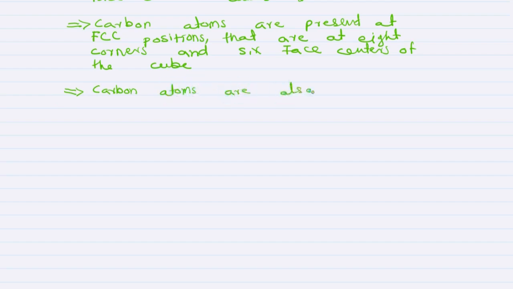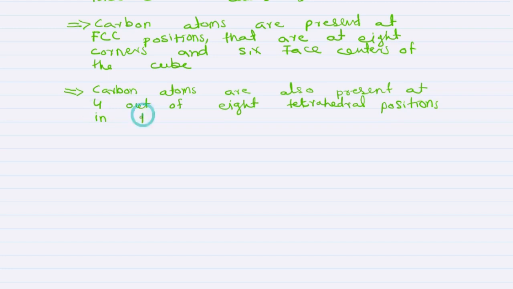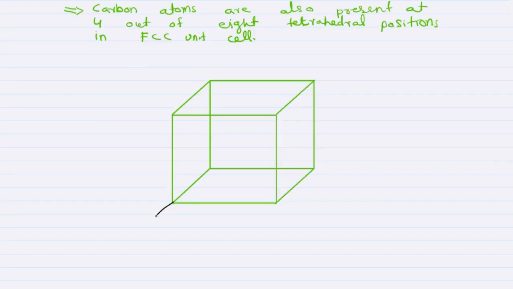Also, carbon atoms are present at 4 out of 8 tetrahedral positions in the FCC unit cell. So this is a cubic unit cell, and this is your x-axis, in this direction is your y-axis, and this is your z-axis.